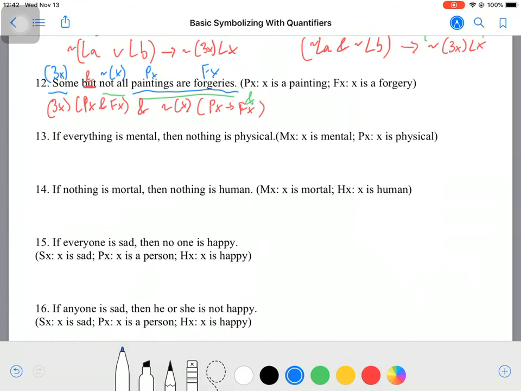Going on to 13, what we see is we have an if-then statement. So what we want to do is take the pieces and translate them independently first, and then add in an arrow. So let's translate everything: all X is mental, MX, and nothing, all of X is not physical. You could also put this as not existential X, whichever works for you. So everything is mental: for all X, MX. Nothing is physical: for all X, X is not physical. If everything is mental, then nothing is physical. And that's how we would translate this one.